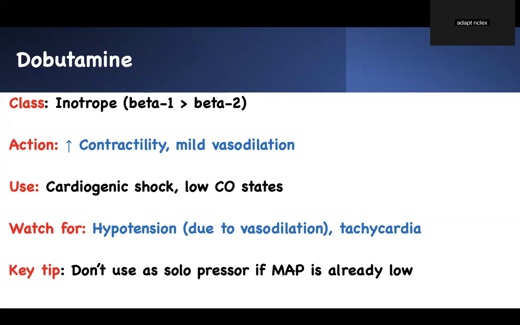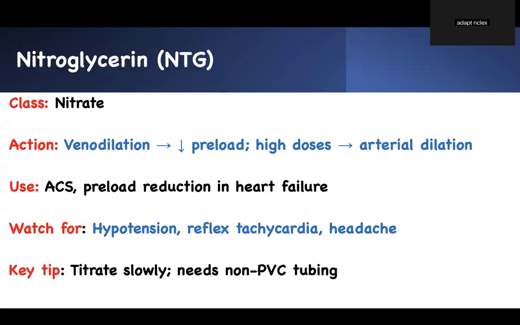And the key tip is don't use it as a solo pressor if the MAP is already low, because it's not going to improve it. You need to add it to something, so dobutamine and dopamine or something like that. Those are the key. Next question.